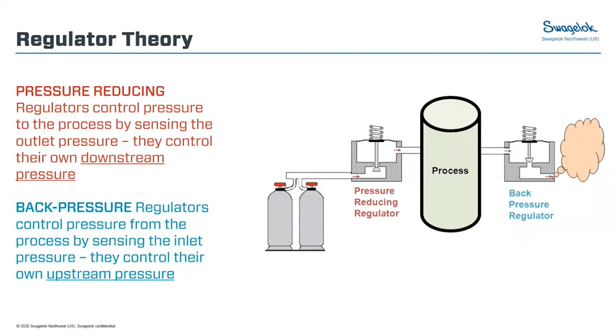So if we think about having a pressure source, usually that's not at the pressure that we need to run our process. So we're going to reduce that pressure with a pressure reducing regulator, where that regulator is sensing the downstream pressure and controlling that downstream pressure. And that's going to our process. And then on the back end of that, we need another pressure regulator, a back pressure regulator, to control and sense the upstream pressure. That way our process is always being maintained at the pressure that we want it to be at.